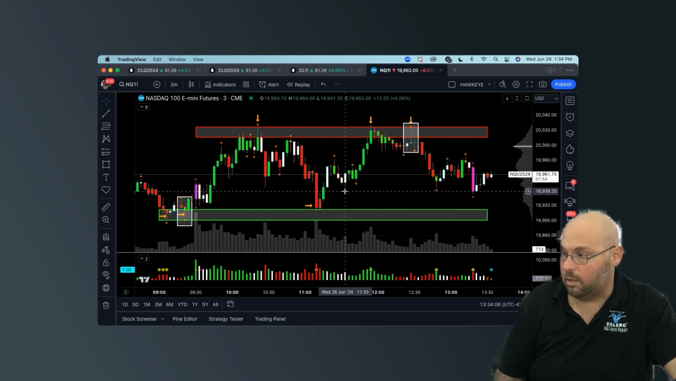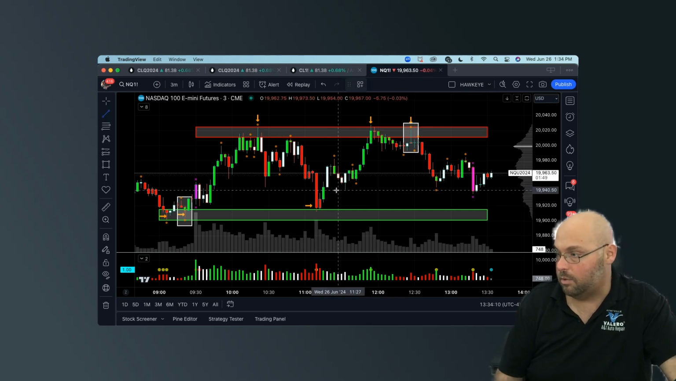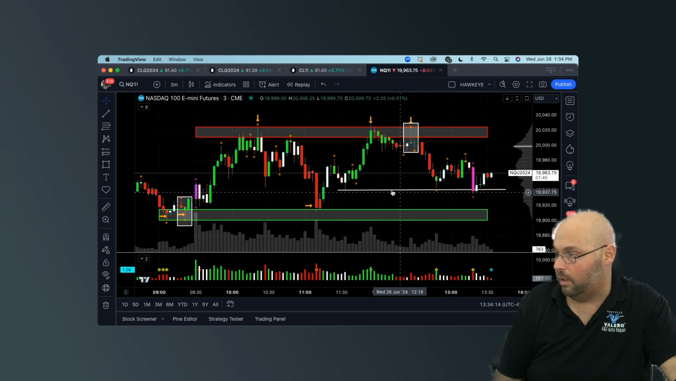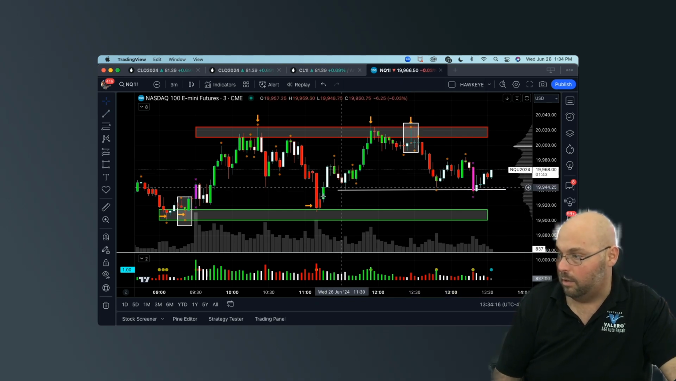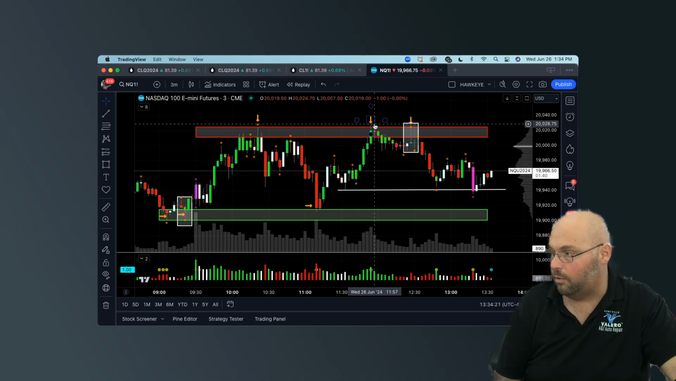Right? Notice this little level here is where price is sitting right now. Again, it comes into taking all things into account. This little level right here was an impulse, a correction, and then the follow through.